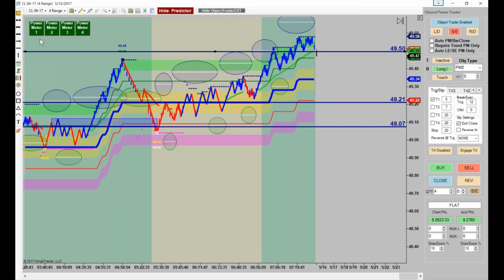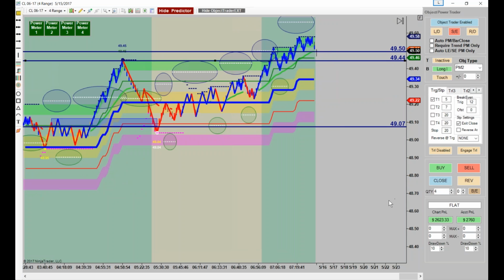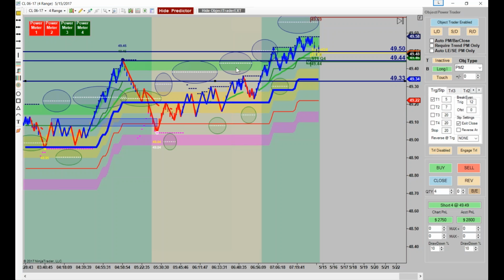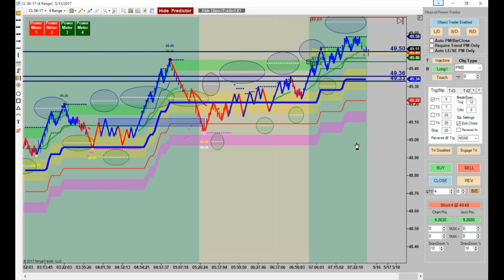Here's your power meter 1. Didn't close yet. That should be power meter 2 right there. Now this little trade right here, I'd highly recommend just watching it and seeing if you can make some coin with it, or stay away from it totally, because you do have another trade setting up right here. See it right here? Well, we already got our short, so we're stuck with it. Let's see if it pays off. Got it.